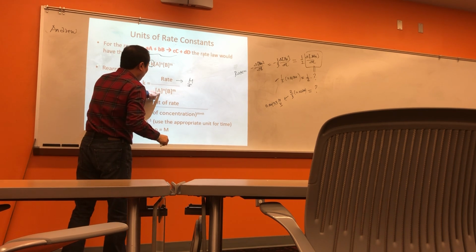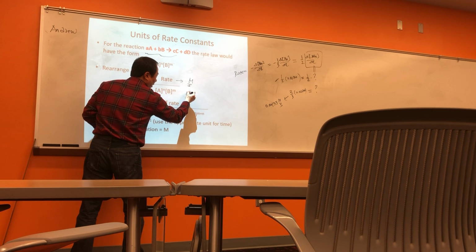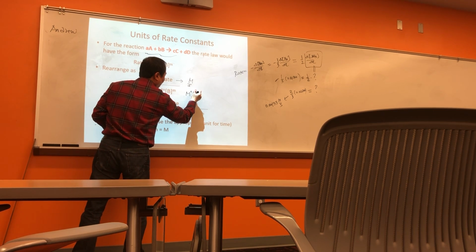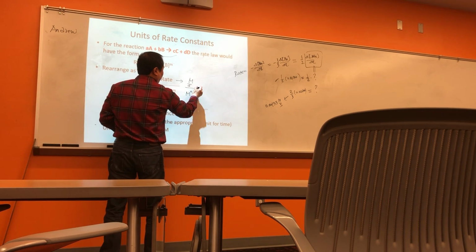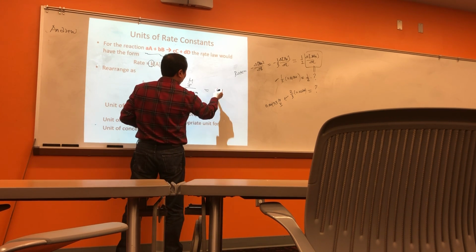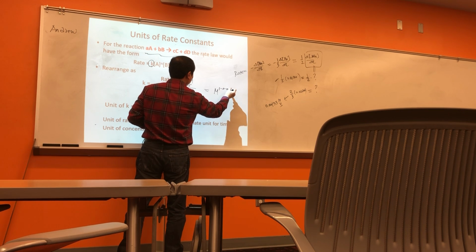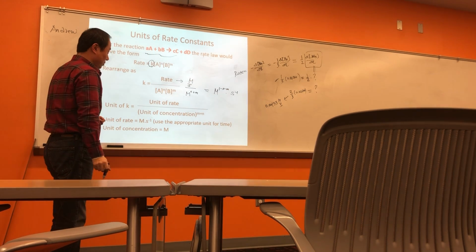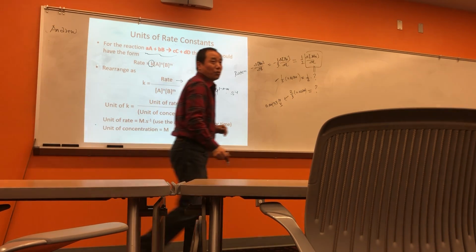Now the unit of this one, this is the concentration, so there will be molarity to the m's power, and molarity to the n's power. So that divided by that, the unit for the rate constant will be molarity to the 1 minus n minus m, over seconds inverse. Okay? This is the unit. And then you should know the unit.